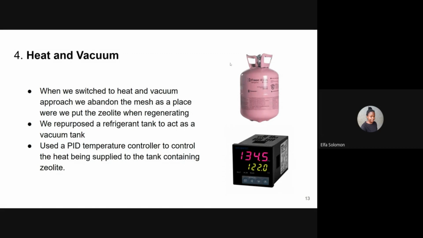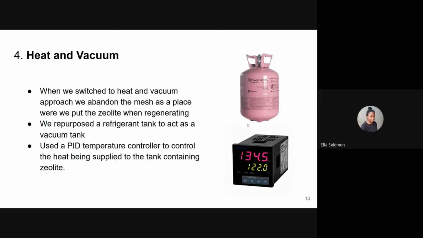When we switched to the heat and vacuum approach, we abandoned the mesh as a place where we put the zeolite. Rather, we repurposed the refrigerant tank to act as a vacuum tank. That allowed us to suck out the water vapor released during the heating process. Without instant vacuum, the released vapor has the ability to damage the zeolite. In this approach, we also used a PID temperature controller to control the heat being supplied to the tank containing the zeolite.